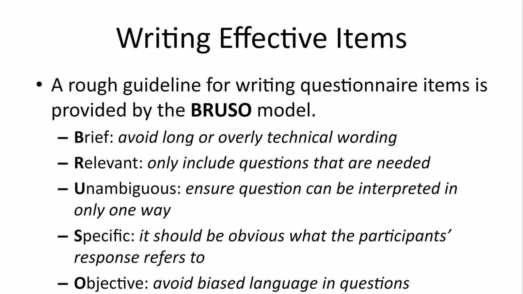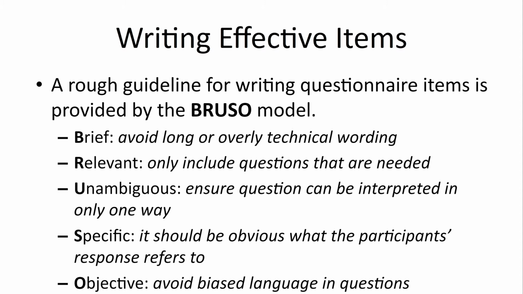U stands for unambiguous. You want to make sure that your question can be interpreted in only one way. And this can be quite difficult to do by yourself, but when you are creating survey questions and their answer options, a good idea is to just ask other people what they think. Do a little beta testing, so to say.